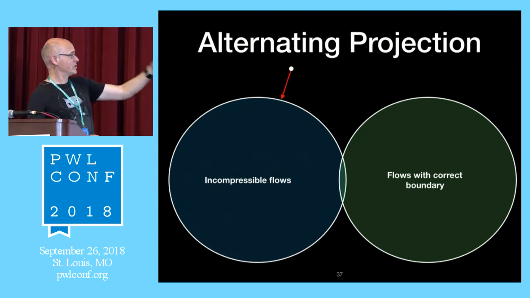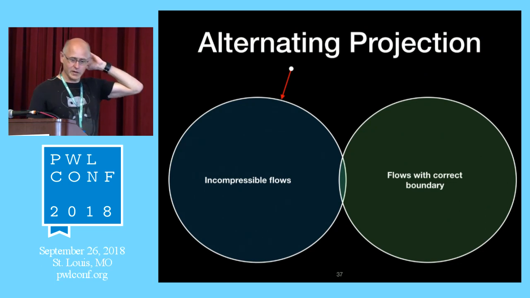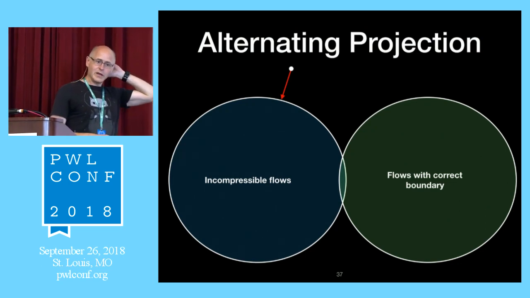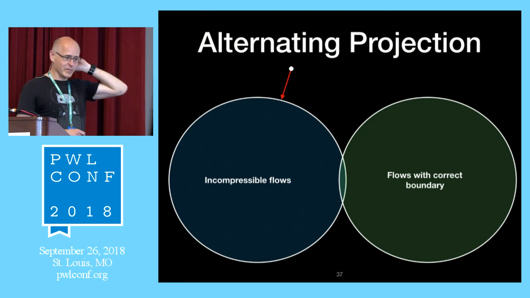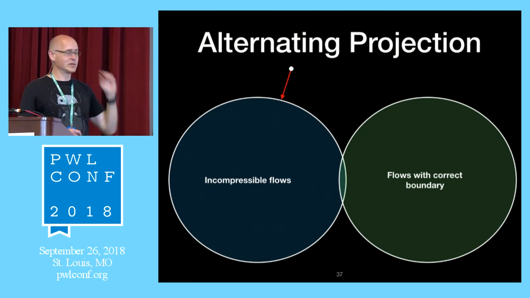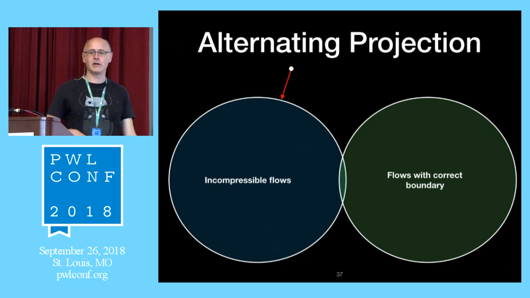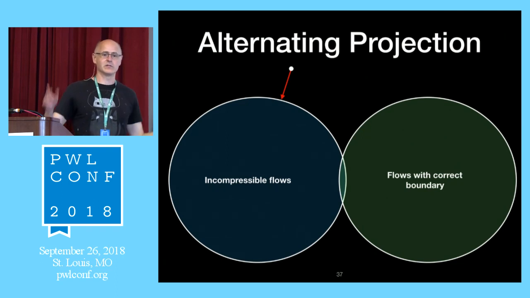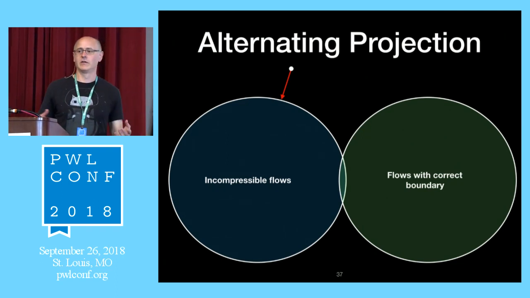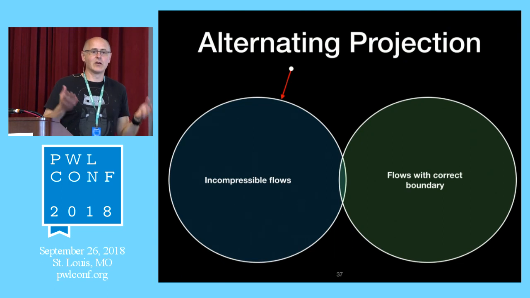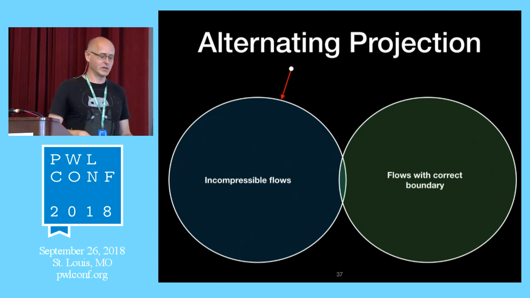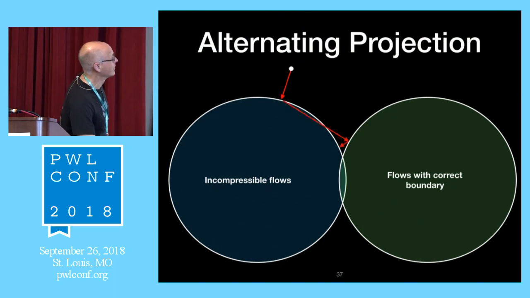So now it'd be cool if we could project onto the flows with correct boundary. Well, there's a really easy way to do this. And it sounds ridiculous that this is a useful thing to do, but all you do is set the velocities along the boundary to be correct, and that's it. Ignore everything else. That's a projection step. In fact, in some sense, that's the closest velocity field to the one you started with that has the correct boundary conditions. So you can just do that. And amazingly, you can just keep doing this, and eventually it finds its way to the point in the middle.